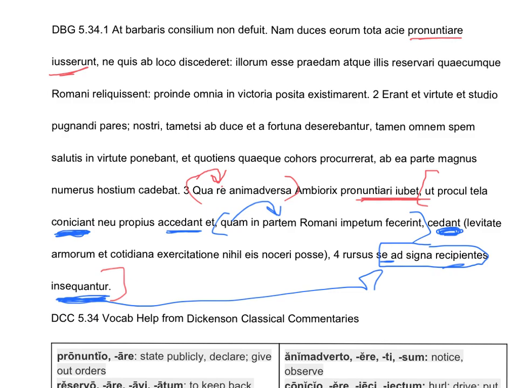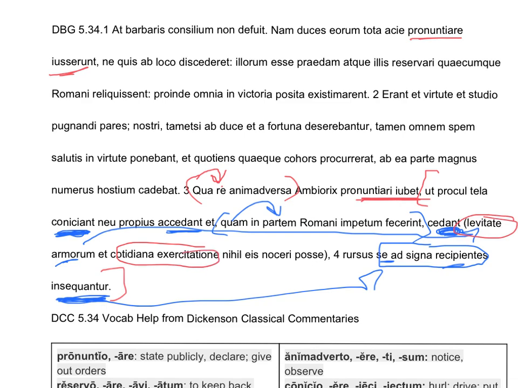Now we can go back to this parenthetical expression. What is the idea behind Ambiorix's strategy? Levitate, ablative. Because of, on account of, we don't have enough information yet, so we'll have to hold that thought. Oh, on account of the lightness or something of the weapons, notice that's a genitive phrase modifying the lightness. And look, another ablative, which makes sense because they're being connected by et. So on account of, we'll make that red, on account of this and on account of that, and this is just funky. Nihil eis nocere posse.